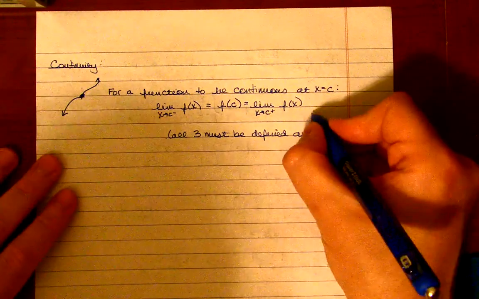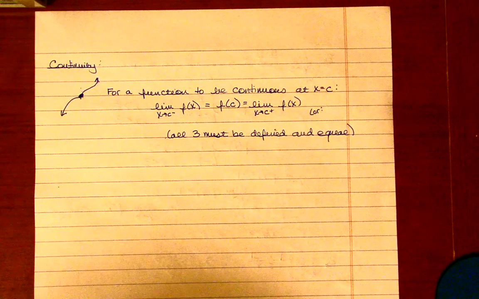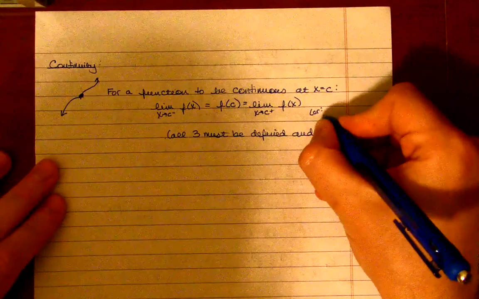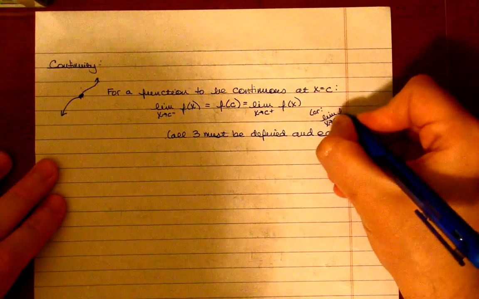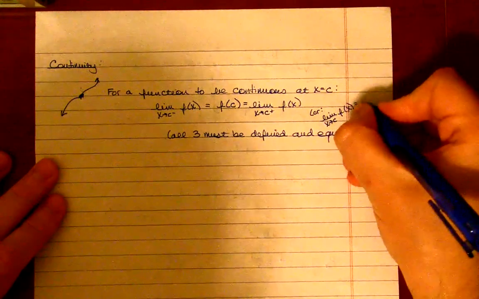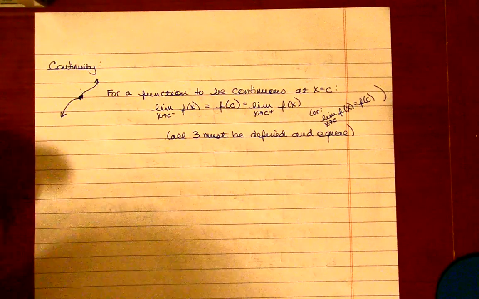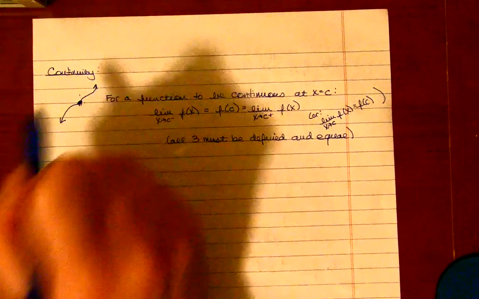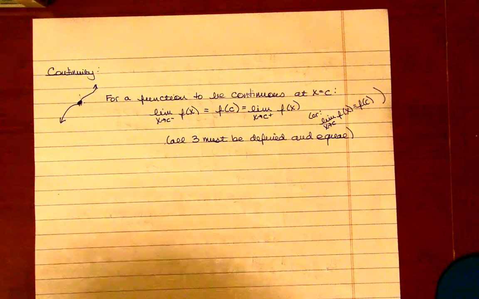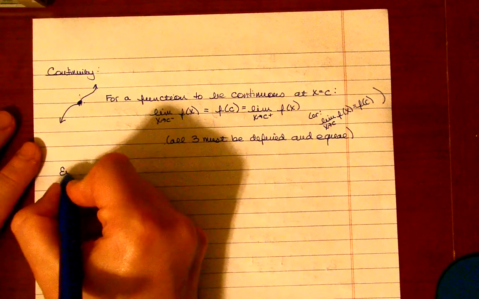There is another way we can sometimes think about this, which might be easier in some situations. We could also say the limit as x approaches c of f of x has to equal f of c. If we have a limit, it has to equal the value of the function right there. And again, all three of these must be defined, and they must be equal.